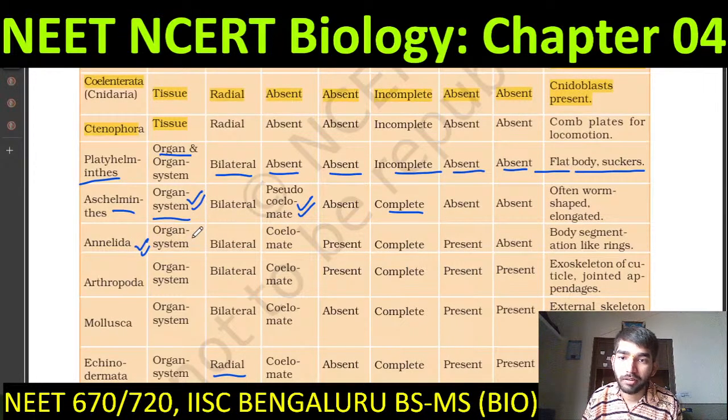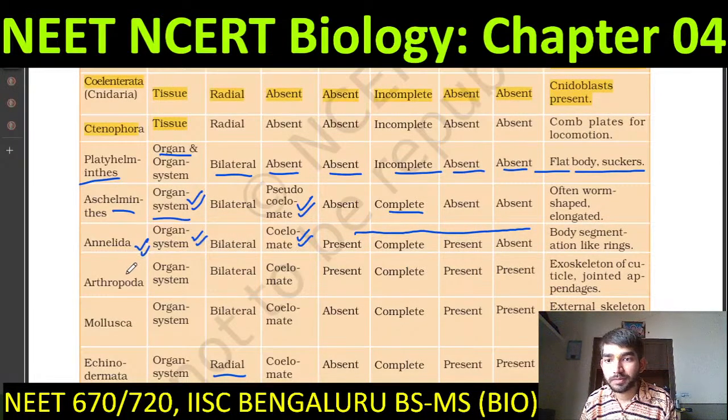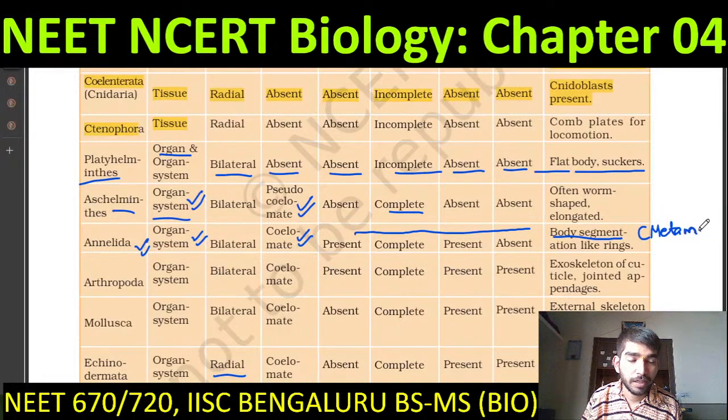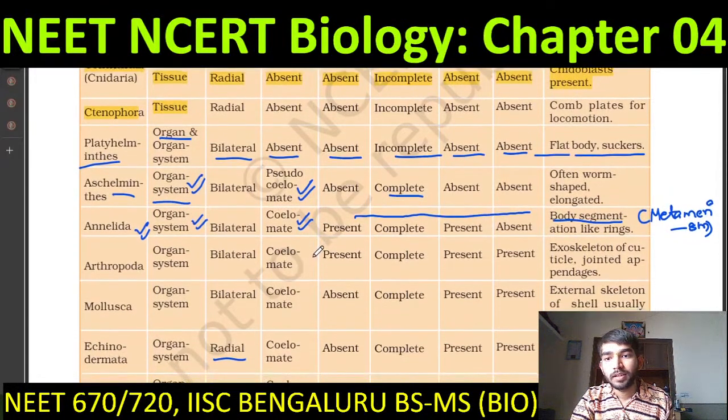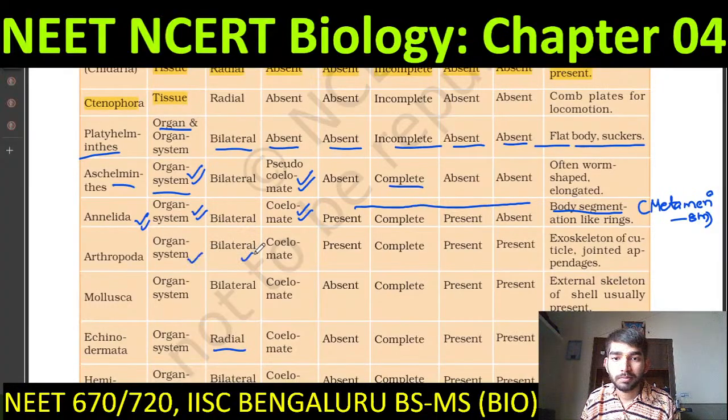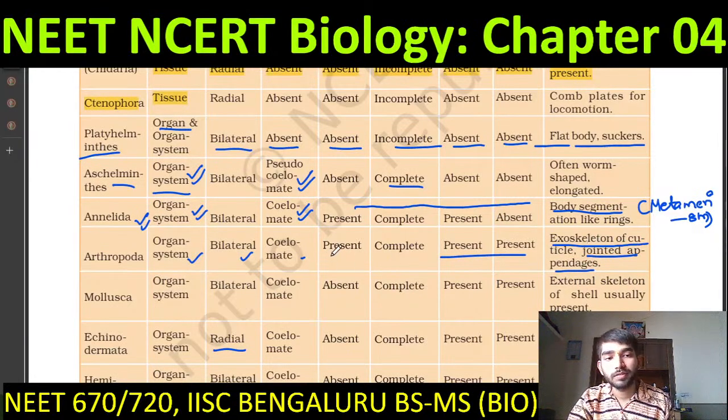Annelida, now it is quite developed. So it has organ system, it is coelomate, it has all the systems also present and complete. And it also has segmentation called metamerism. Metamerism is the phenomenon, and the metamers are the segments. Next is Arthropoda, organ system, bilateral, all the things are developed, present. Just remember exoskeleton and jointed appendages, cuticle of chitin.